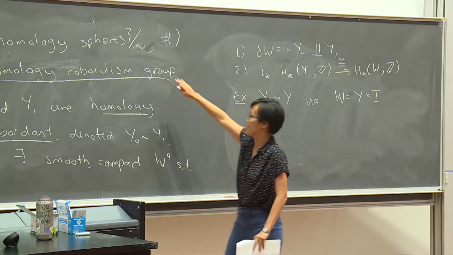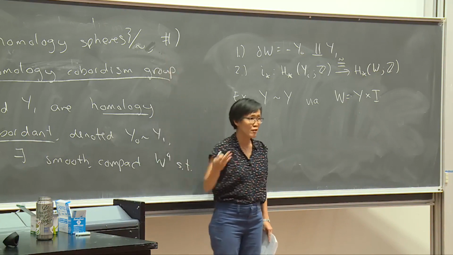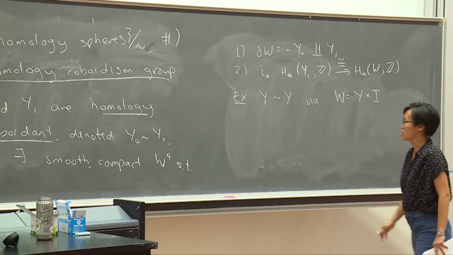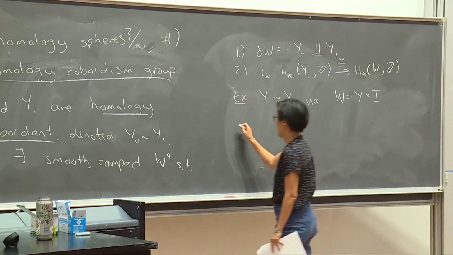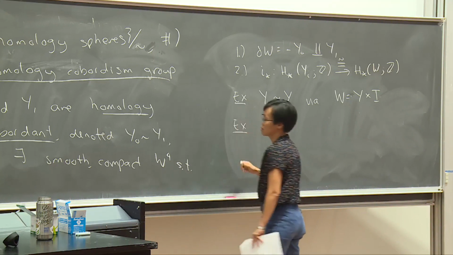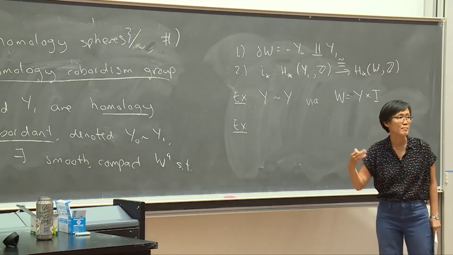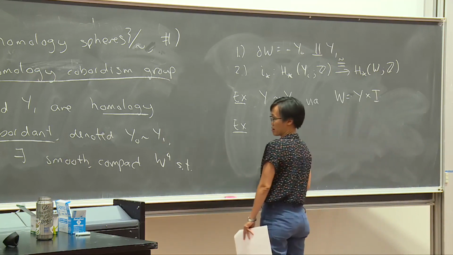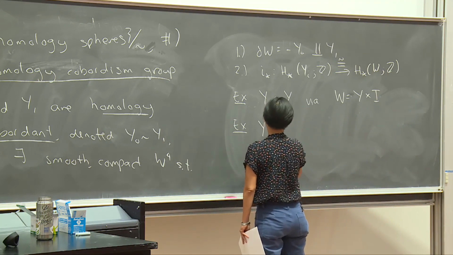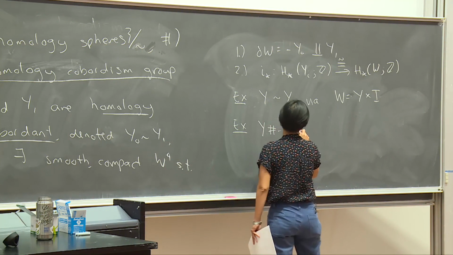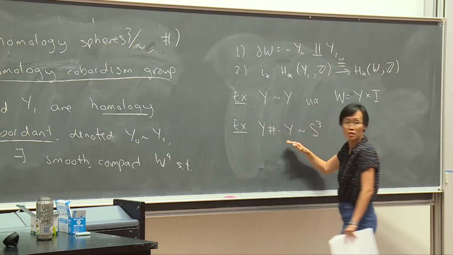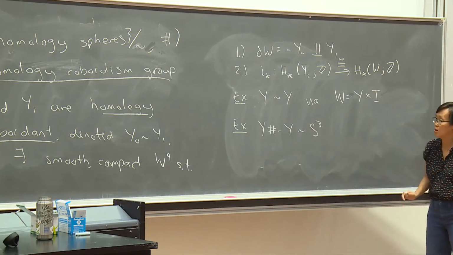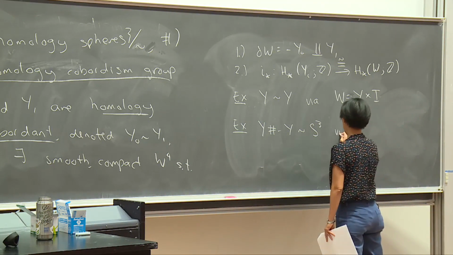Implicitly I claimed that this gives us a group, so we better get inverses out of this construction. And indeed we do. It turns out that the inverse of Y is minus Y with the opposite orientation. So in other words, Y connect sum minus Y had better be homology cobordant to S3. Let me tell you what the homology cobordism is here.